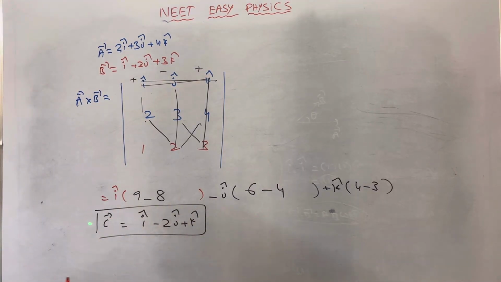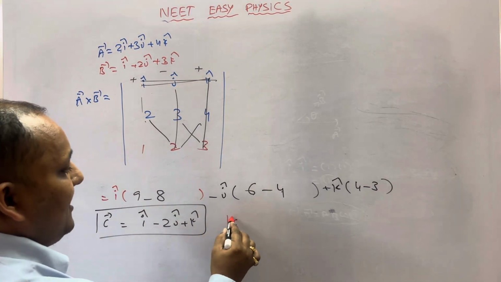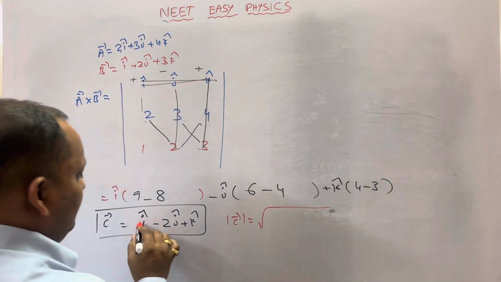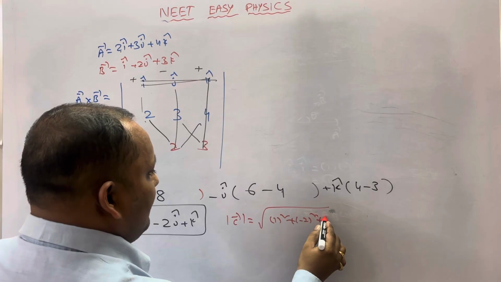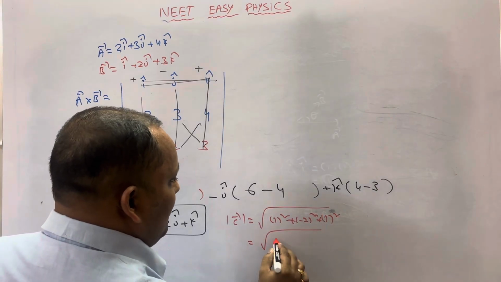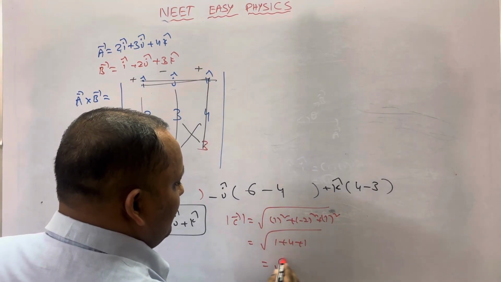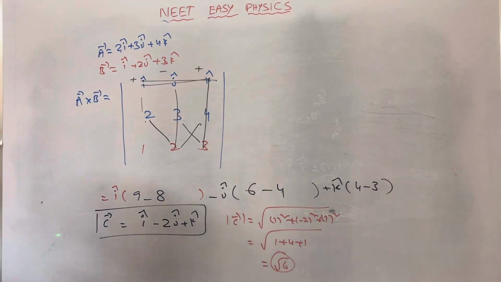So what is the magnitude of C bar, if you want? How will you find it? 1 square for the i cap component, plus minus 2 square, plus 1 square. So root of 1 plus 4 plus 1, so root 6 units. This is how to find C bar if they give A bar and B bar.